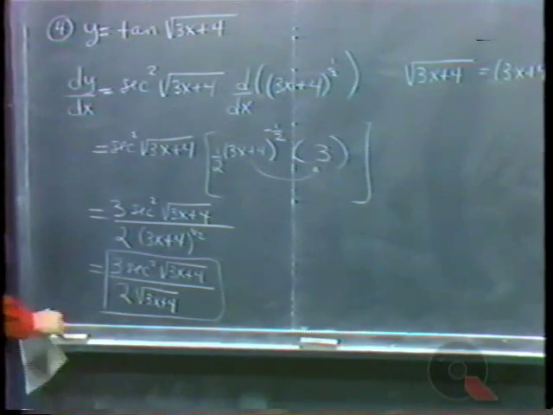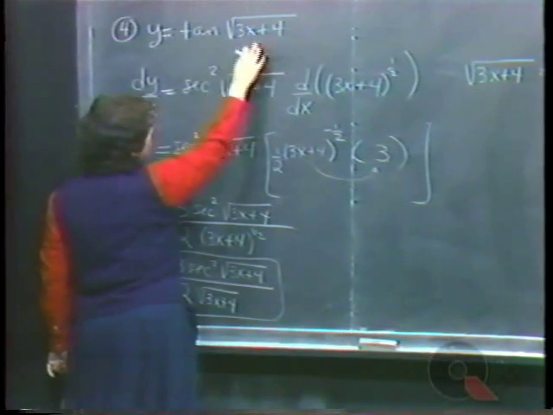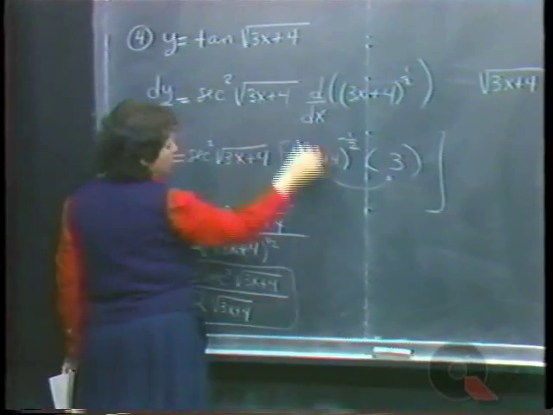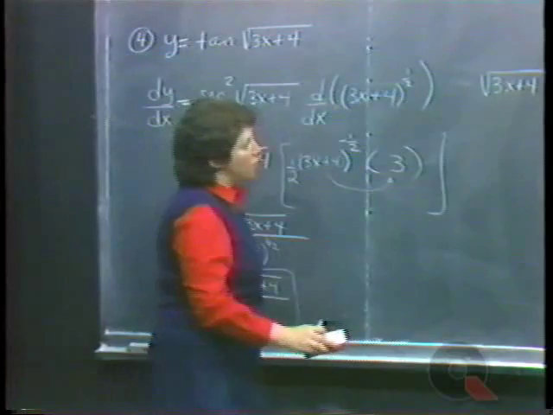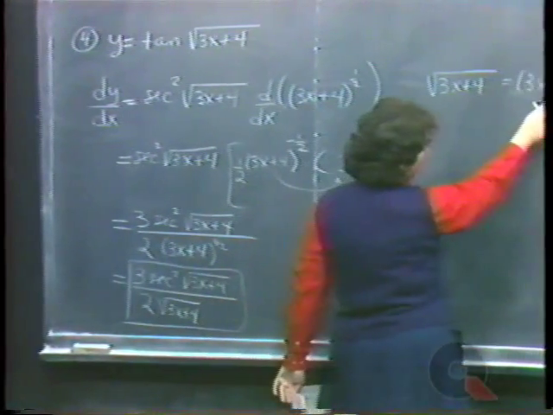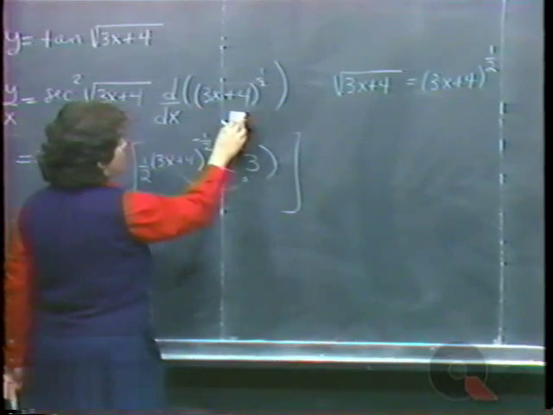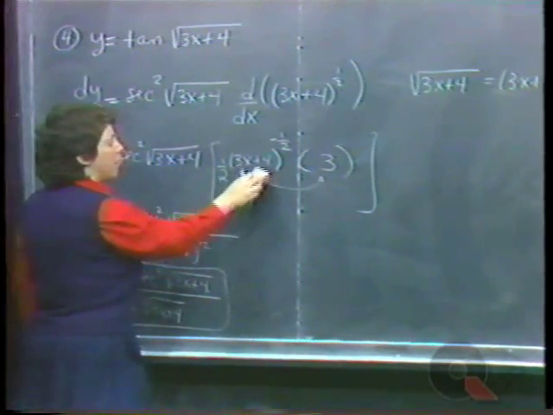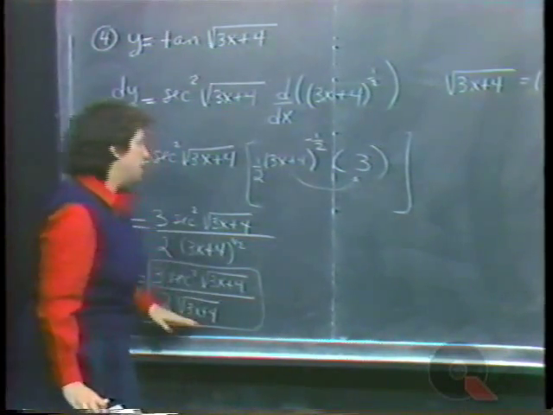Let's go back and look at it again. We started with tangent of something. The derivative of tangent of something was secant squared of the same something times the derivative of the something. Okay? But the something was the square root of 3x plus 4, and we saw that that was the same as 3x plus 4 to the 1/2 power. So we needed to differentiate 3x plus 4 to the 1/2 power, and we did that by the power rule, giving us power, function, 1 less power, derivative of the inside, and then we just cleaned it up a little.